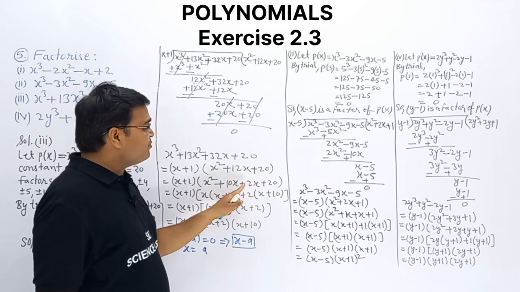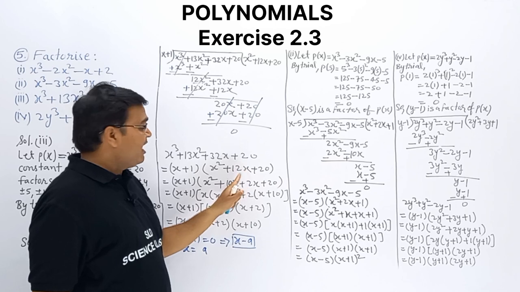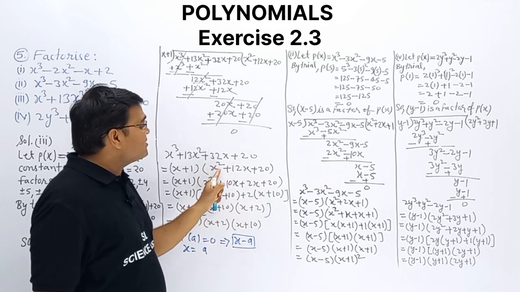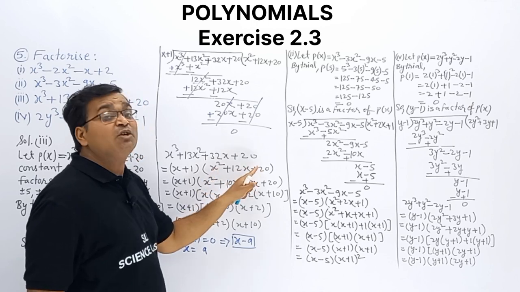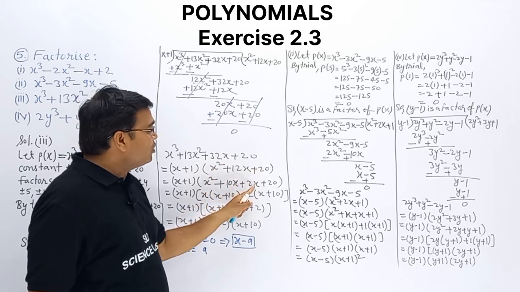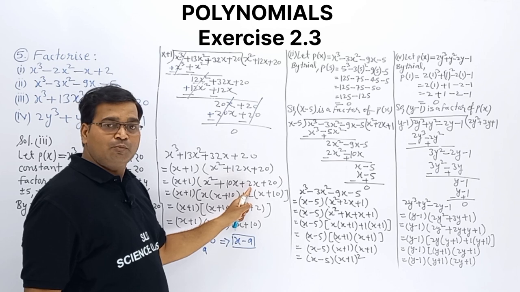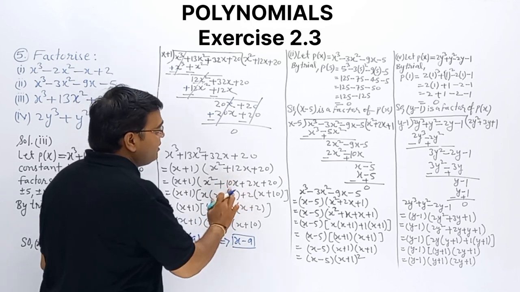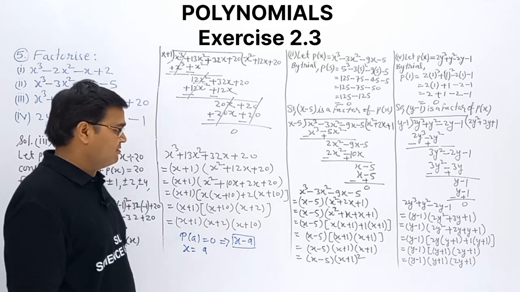The sum is what? 10x plus 2x, the sum is 12x. And the product of both should be equal to the product of the first and last term. The product of the first and last term is what? x square into 20, 20x square. The product of both, plus 10x into plus 2x, when we multiply, we are getting 20x square. It means this middle term has 2 parts, 10x and 2x.